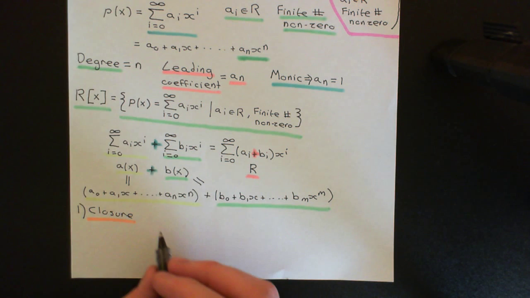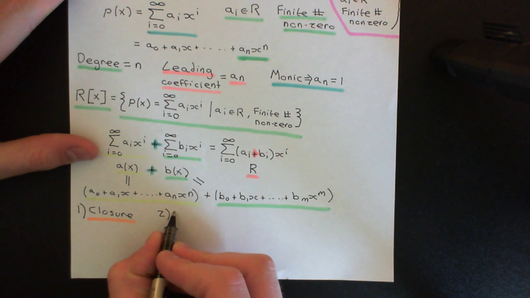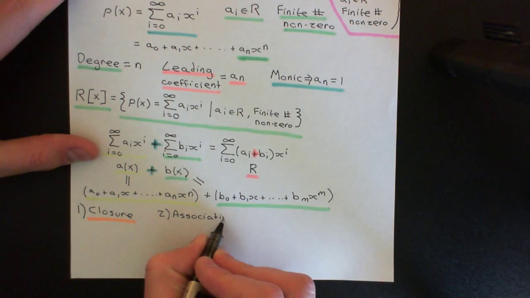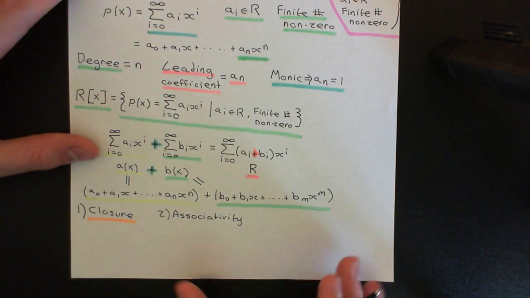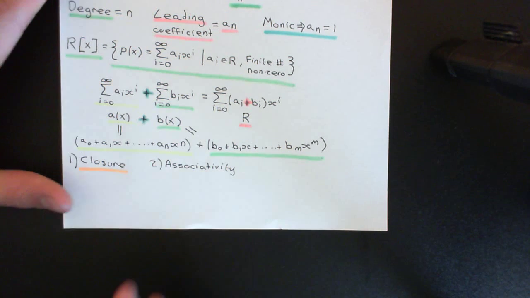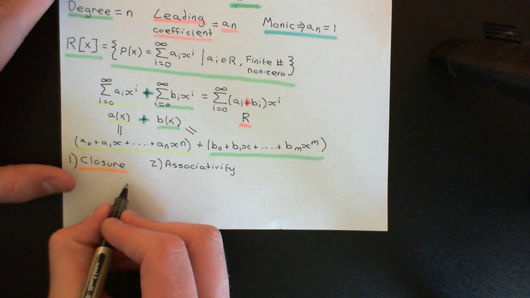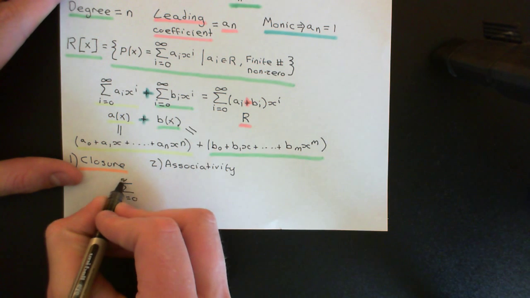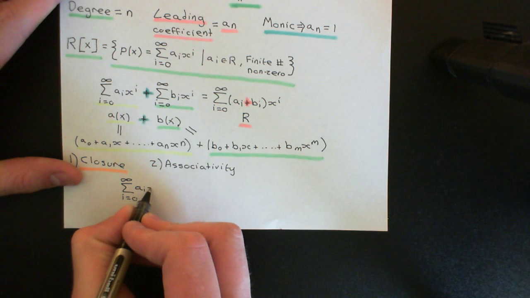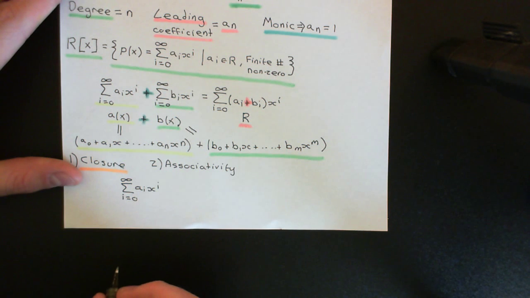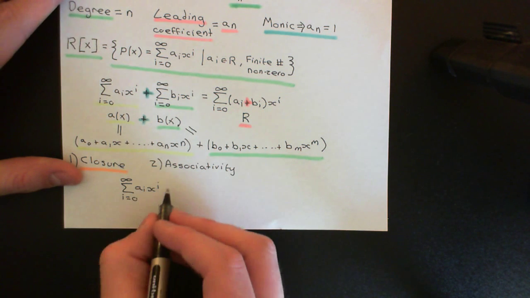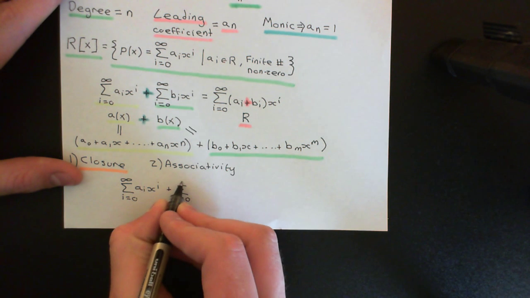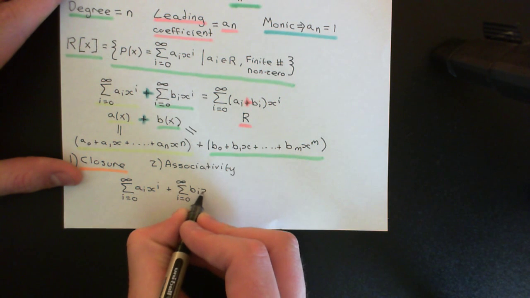Then axiom number 2 is associativity. This concerns what if we want to add 3 polynomials together. We want it to be the case that it doesn't matter where you put the brackets. So let me write this explicitly out, so this might take up quite a bit of room. If we're adding 3 polynomials together, I'll write each one of them out. So here's one polynomial, the sum from i equals 0 to infinity of a_i x^i. And then we're going to have it being added to another polynomial, the sum from i equals 0 to infinity of b_i x^i.